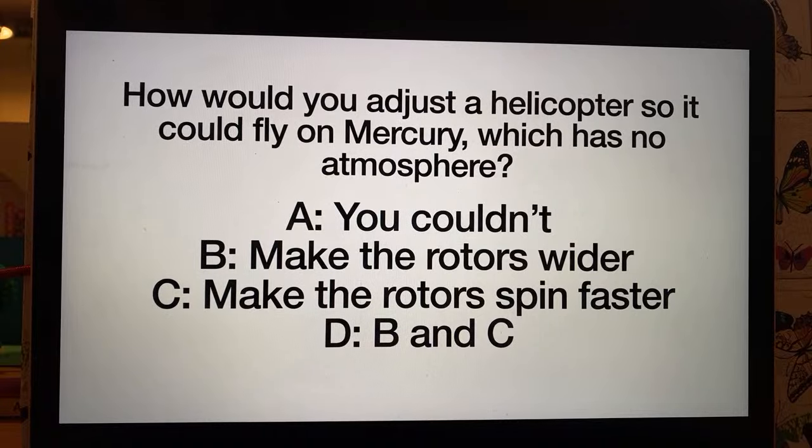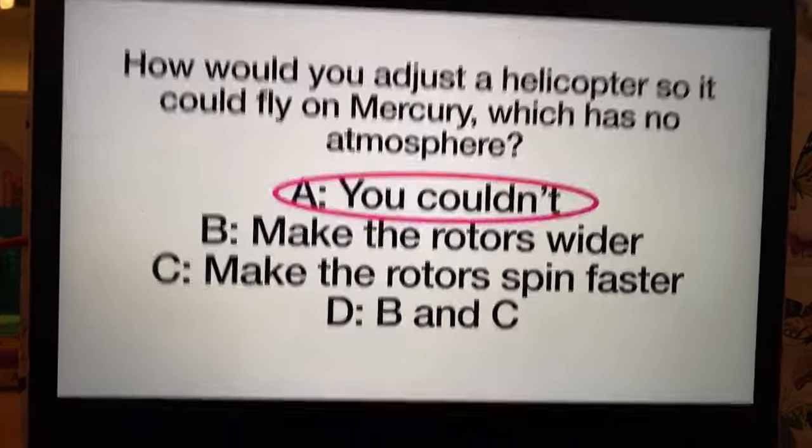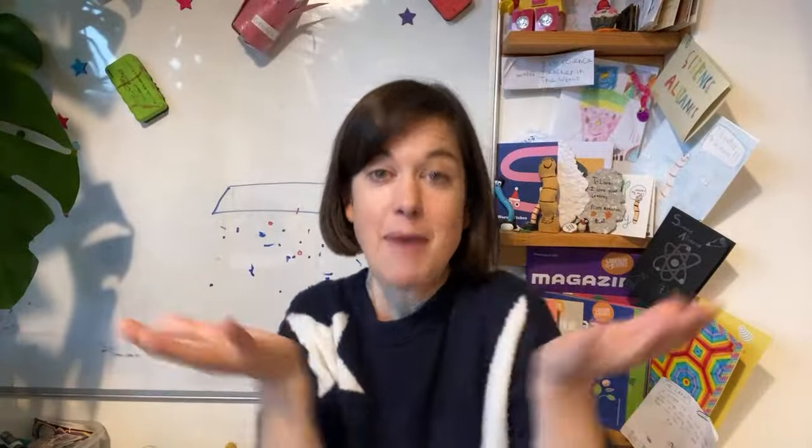Five, four, three. Oh, this was horribly mean of me, wasn't it? You couldn't. You just couldn't do that. It doesn't have any atmosphere. There are no air particles. So there's no way to get any air particles underneath the blades because there's no particles around you. So yeah, sorry Mercury, there is no helicopter coming to you soon.